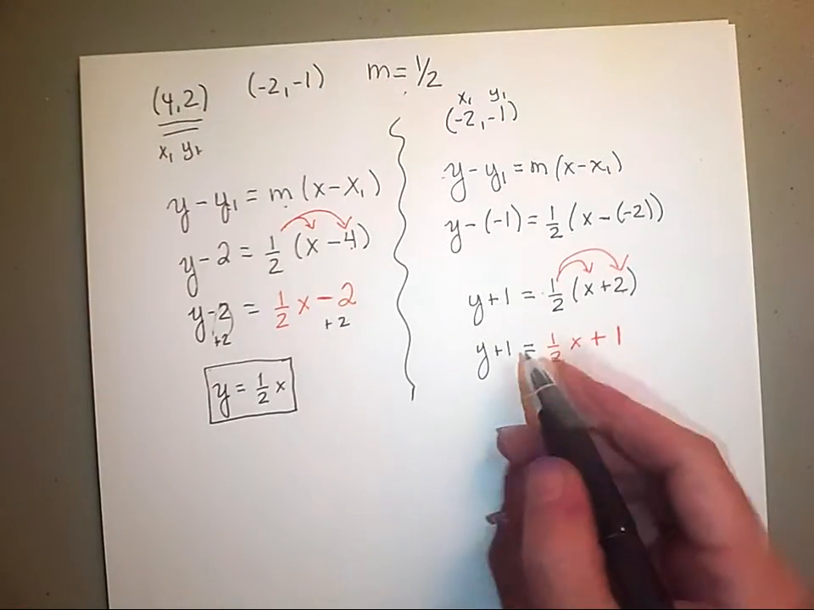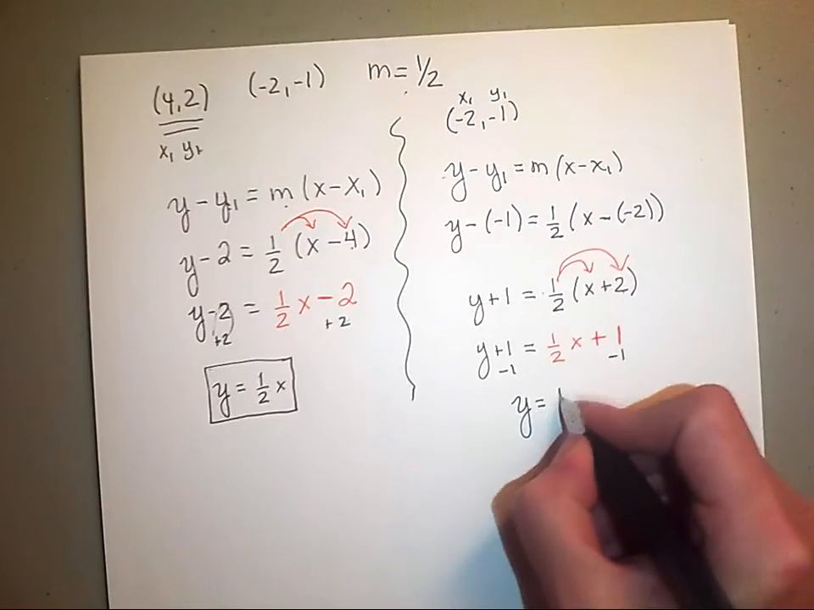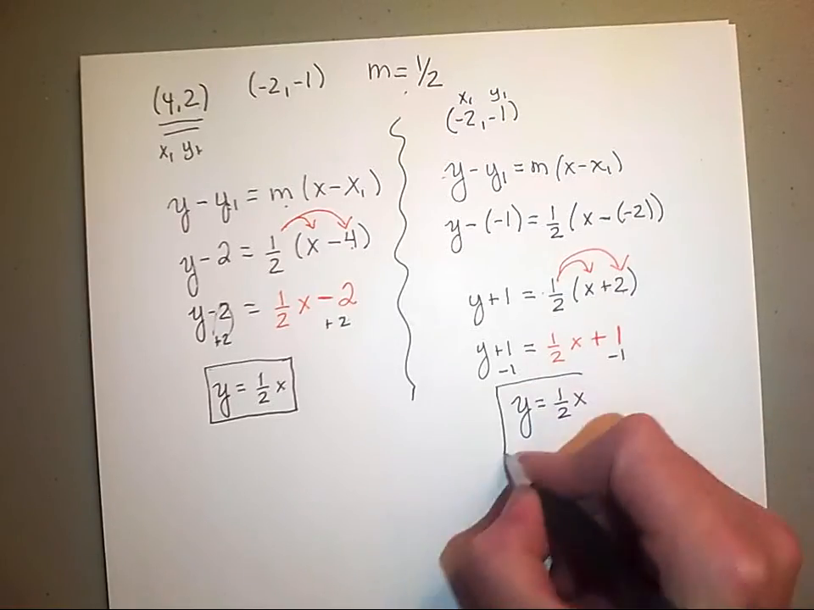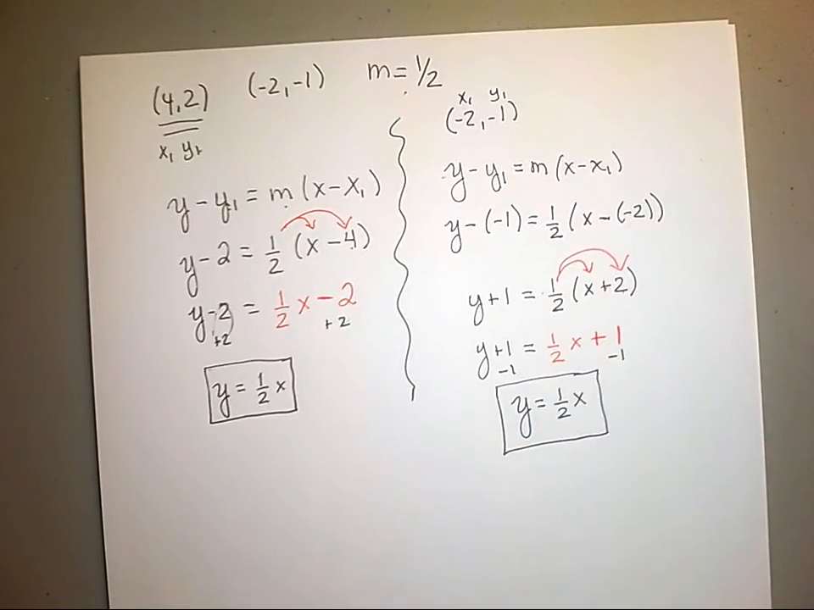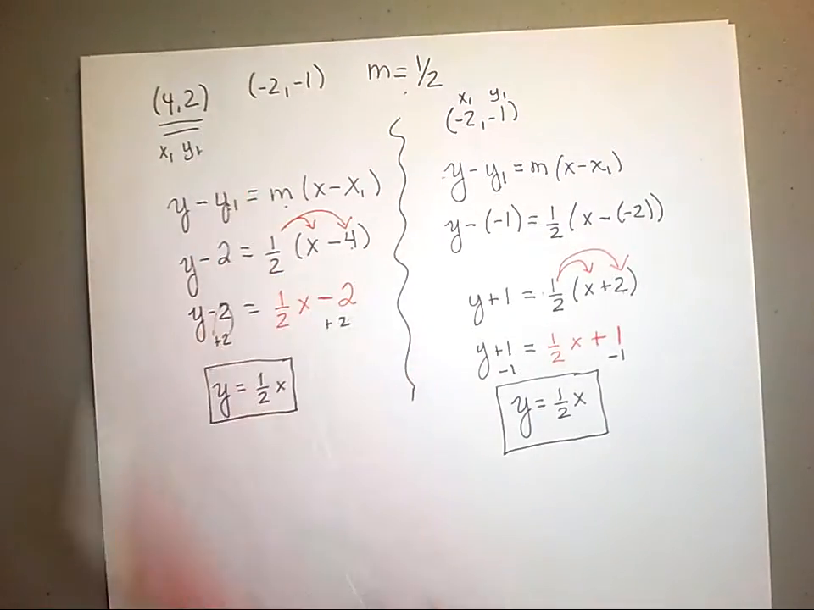Now we're going to solve for y. So we'll subtract 1 from both sides. So we get y is equal to 1/2 of x. So it doesn't matter which way or which point we picked, because they're both on this line, we'll come up with the same equation.